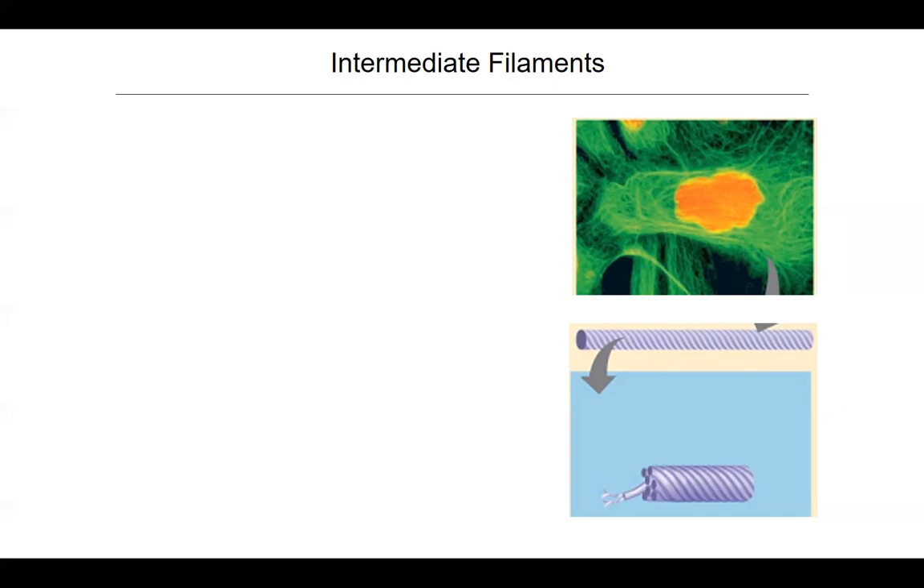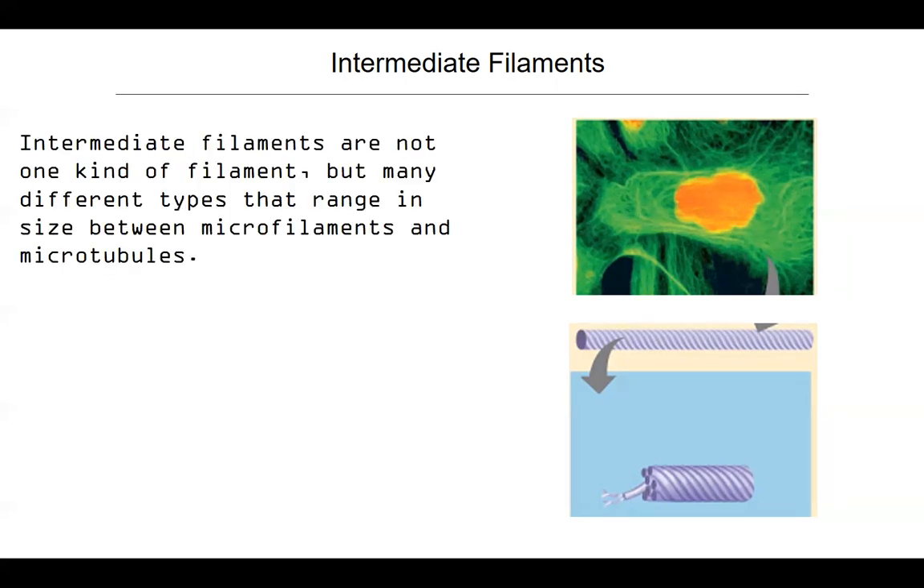So our intermediate filaments are, in some ways, almost like a grab bag of filaments, in the sense that they're not one kind of filament in the way that actin and tubulin were, but there are many different proteins, different types that range in size somewhere between our actin filaments and our microtubules.